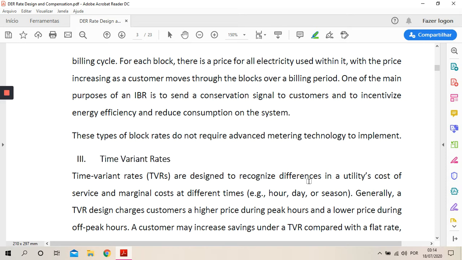One of the main purposes of an IBR is to send a conservation signal to customers and to incentivize energy efficiency and reduce consumption on the system. These types of block rates do not require advanced metering technology to implement. Okay, so block rates do not require advanced metering technology to implement. Also said, they do not require smart meters.